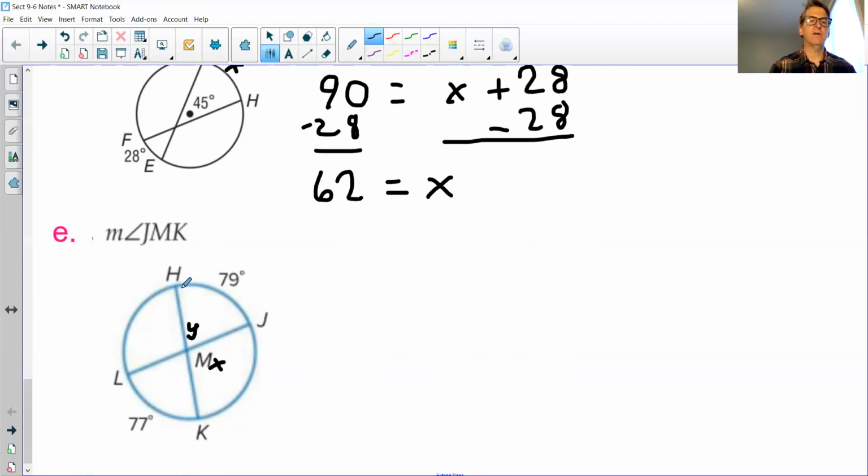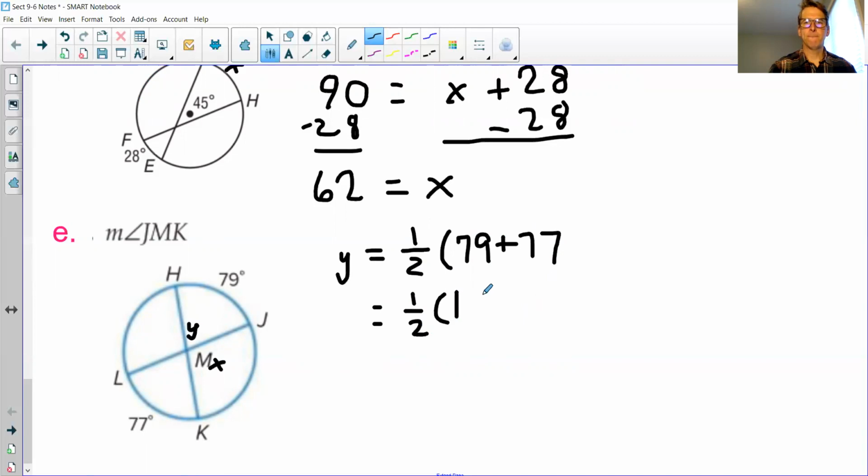We don't have this arc here or this arc, but we do have the other two arcs. That's going to help us get that angle, angle Y. So the measure of angle Y will equal 1/2 times the sum of 79 and 77. And with that in mind, you have Y is equal to 1/2 times 156. So Y is 78.